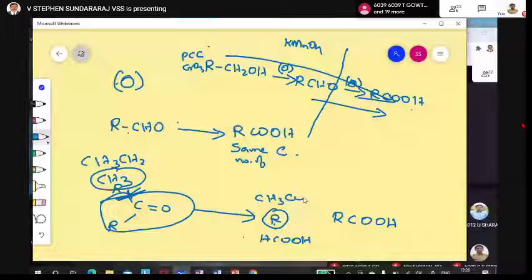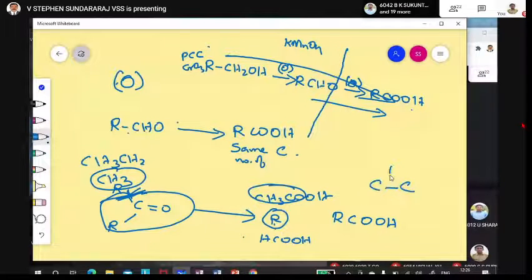Like that you remember. But one C-C bond will be broken. Once the C-C bond is broken, some carbon is missing. So here you will get a less number of carbon. That point you note down: less number of carbon.